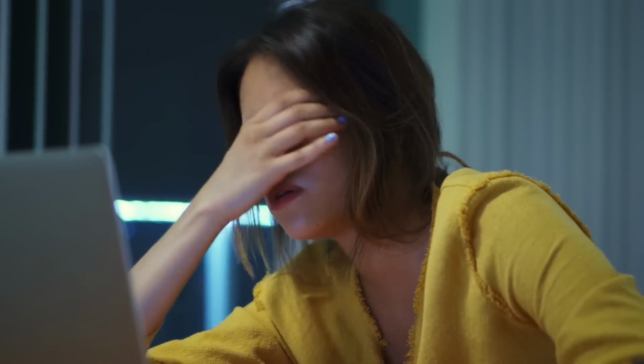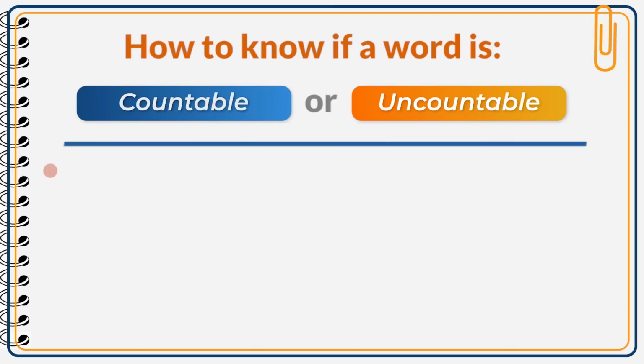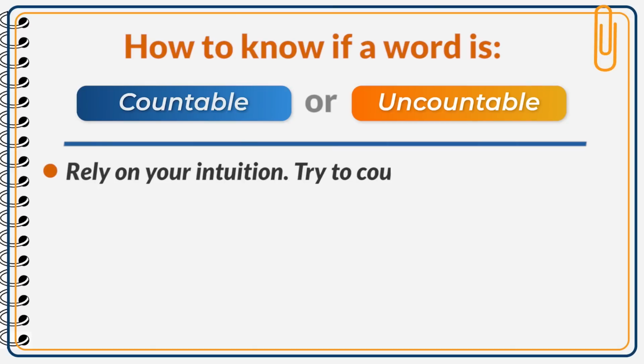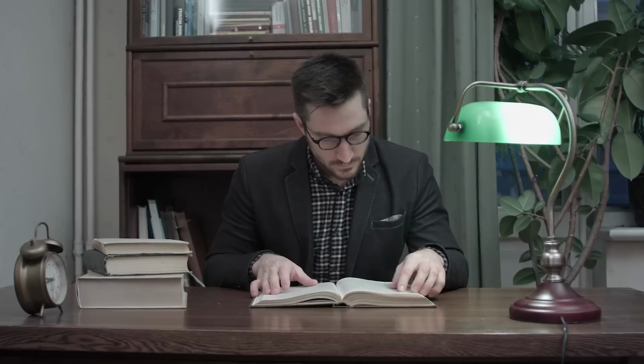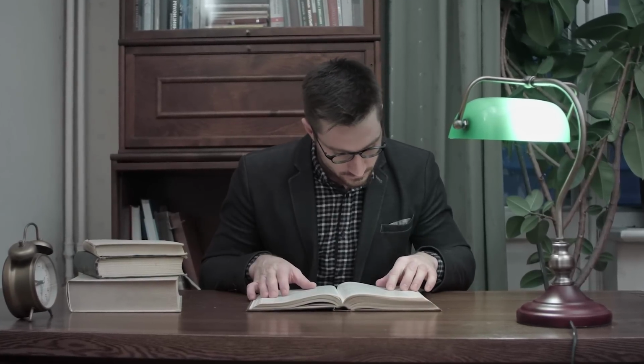See, it doesn't work. But this might feel pretty frustrating because you might feel like, do I have to memorize if every single word that I learn is countable or uncountable? There are some different tricks that you can try to check. You can try to rely on your intuition. You can think of, can I count this word? And see if it works or not. If you're still not quite sure, then you can check a dictionary. Most dictionaries will cite whether a word is countable or uncountable.